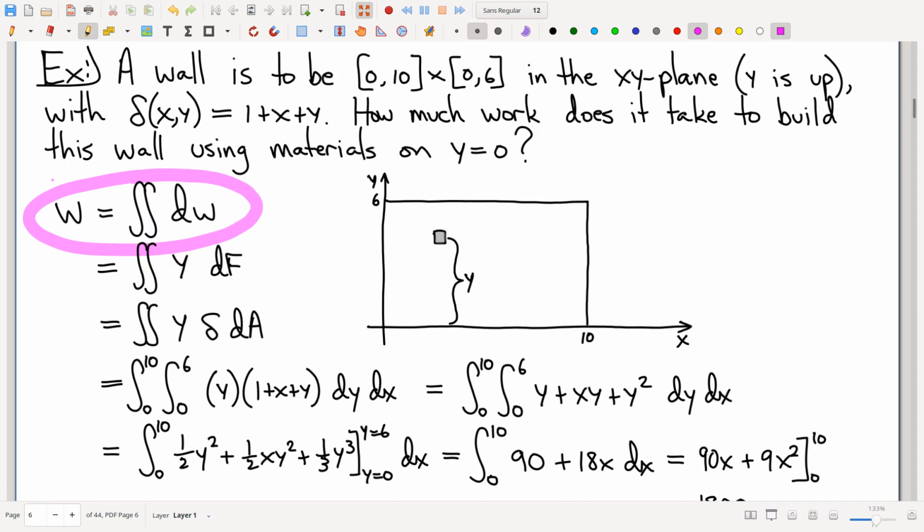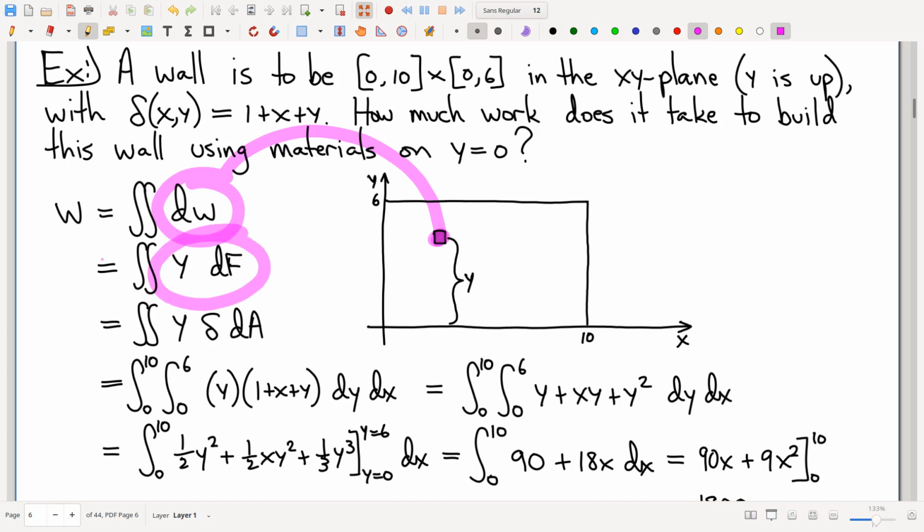Now, for a given little piece, let's talk about that little piece of the wall right there. How am I going to compute that amount of work? Well, it's force times distance. And you can see the force and the distance right here in the story. So this little piece has a certain amount of weight to it, right?